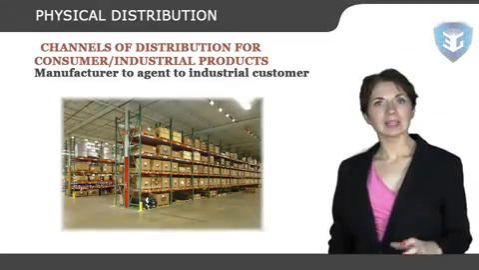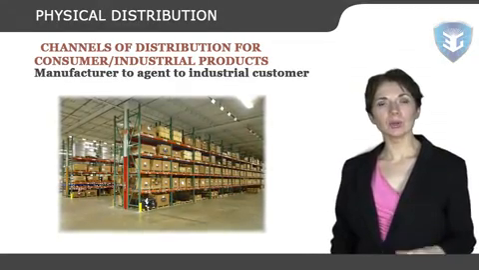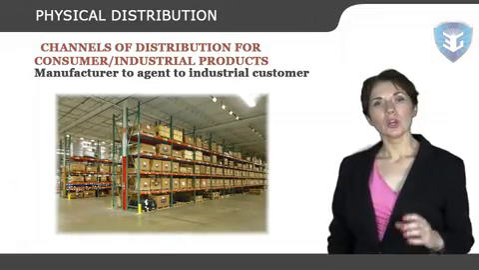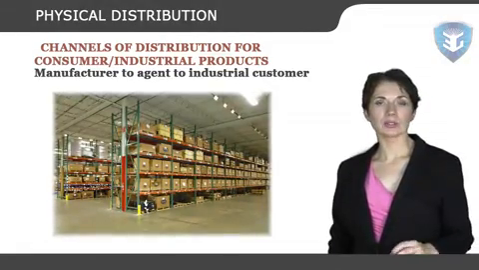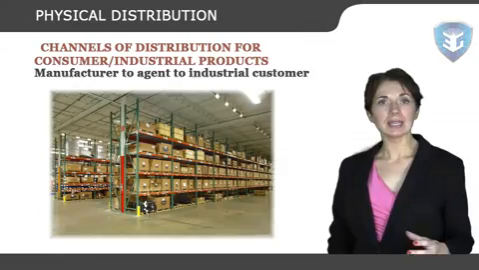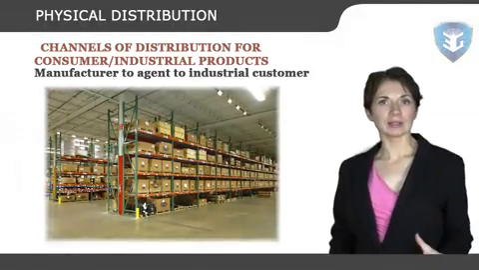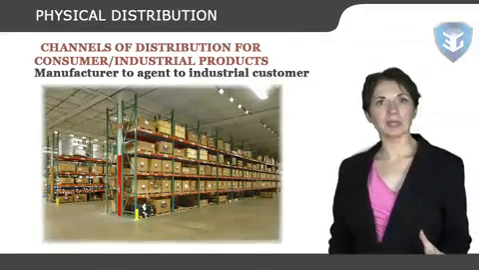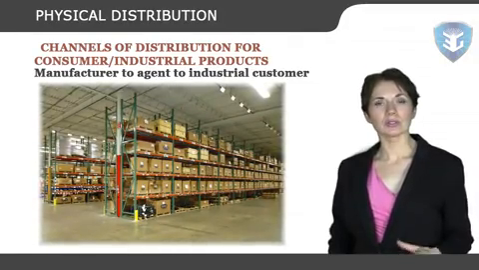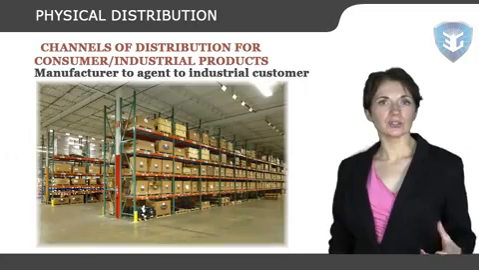Manufacturer to agent to industrial customer. A company that sells industrial products can employ the services of an agent who may sell a range of products from several producers on a commission basis. Such an arrangement spreads selling costs and is beneficial to companies who do not have the resources to set up their own sales and distribution operation.